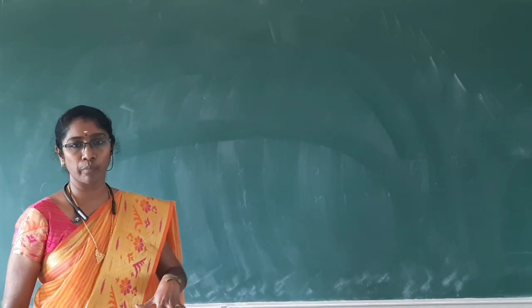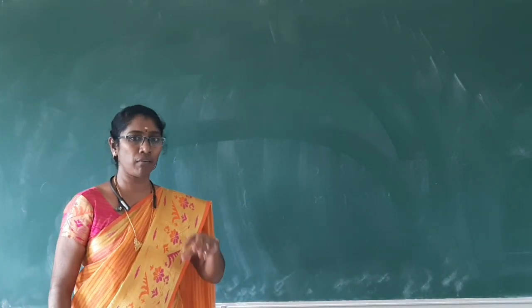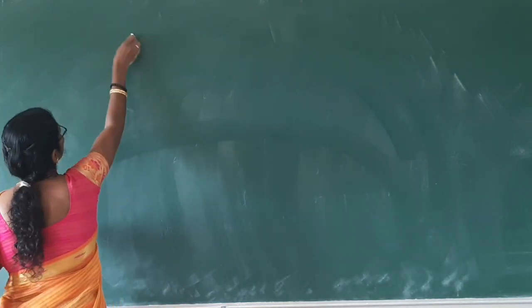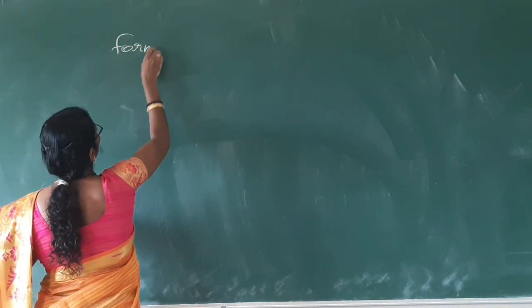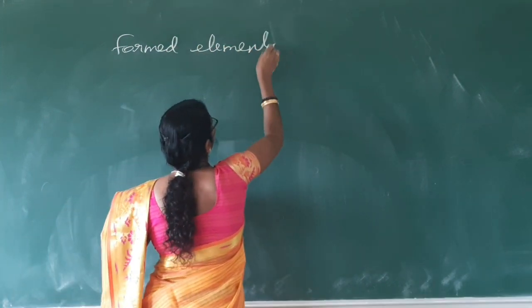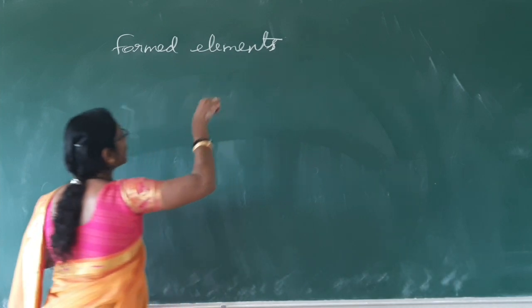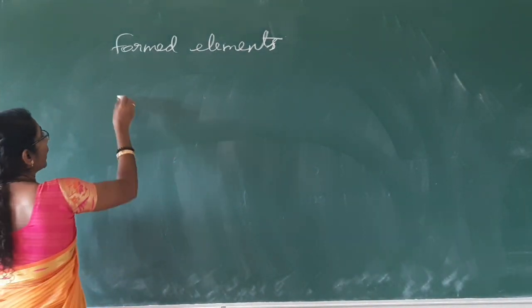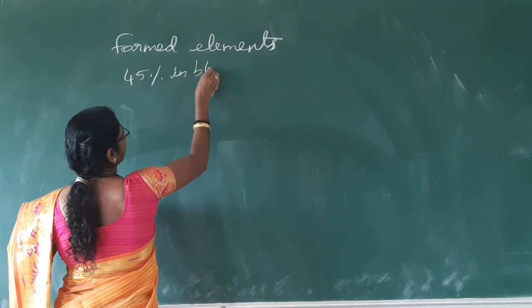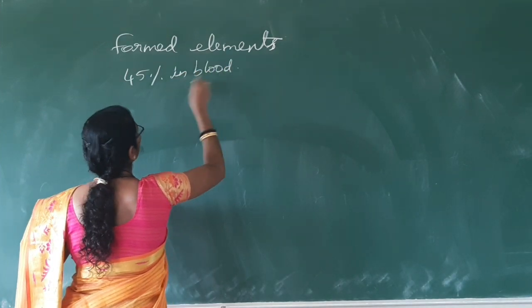So till now we saw the constituents of plasma. Now we are going to see formed elements. What is the percentage of formed elements in blood? It means 45% of blood is formed elements.